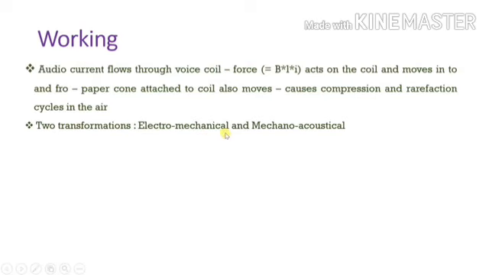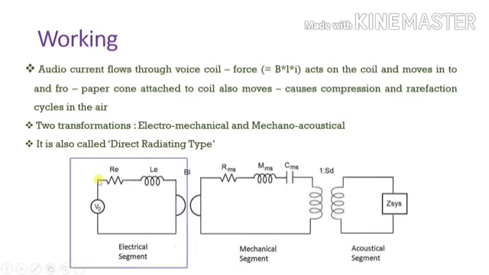So here basically there are two basic transformations which are happening. One is electromechanical transformation and the second is mechano-acoustical transformation. Let us try to understand this. What is electromechanical transformation? In electromechanical transformation we have an electrical signal, and that electrical signal will be given to the coil.